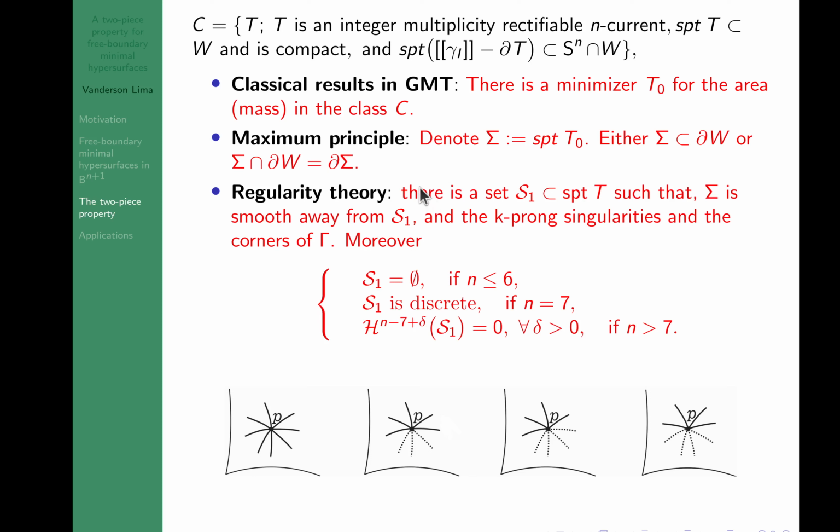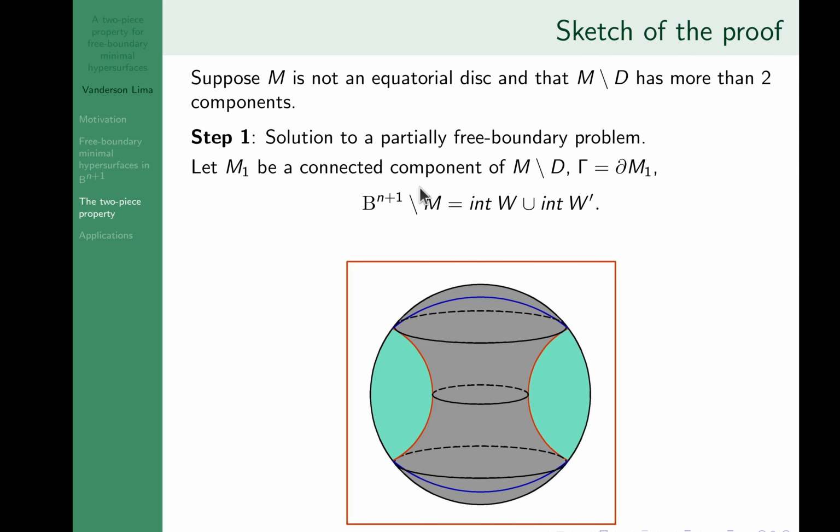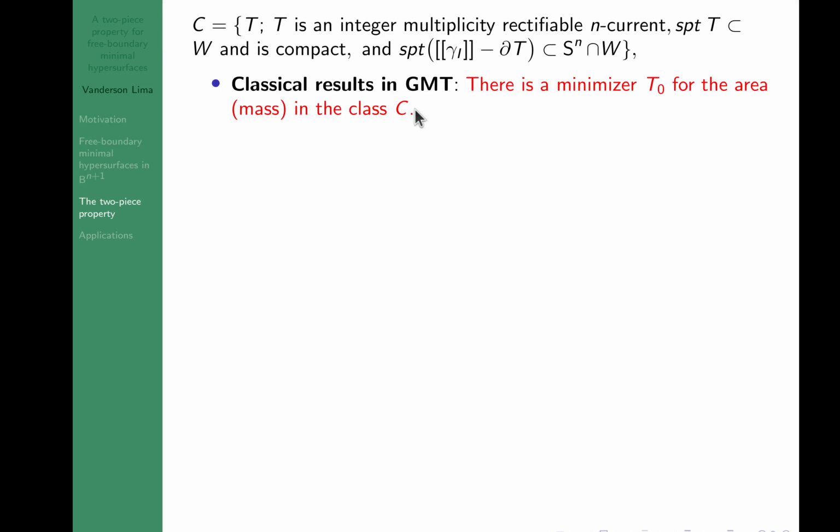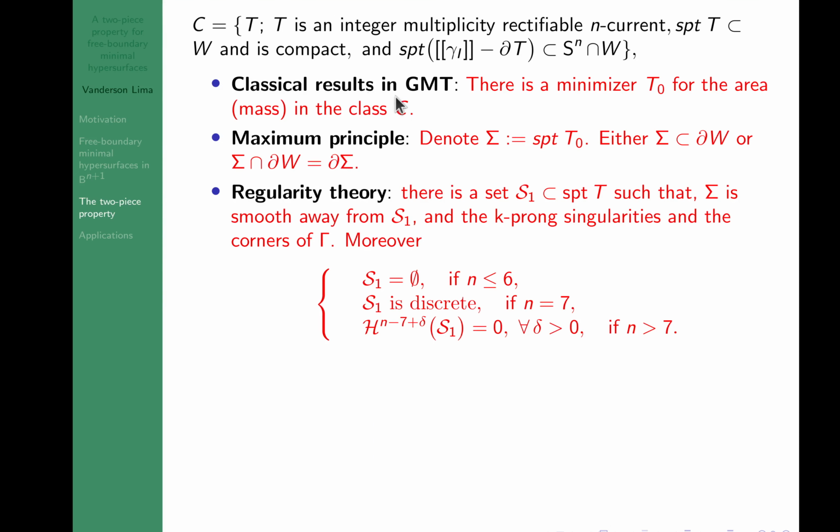So if this happens, I'll add my submanifold in red has some singularities, right? So I have to take care of these two types of singularities. And the regularity theory says that there is a set S1 such that away from S1 and the k-prong singularities, the support of the current is actually a smooth submanifold, a smooth hypersurface.